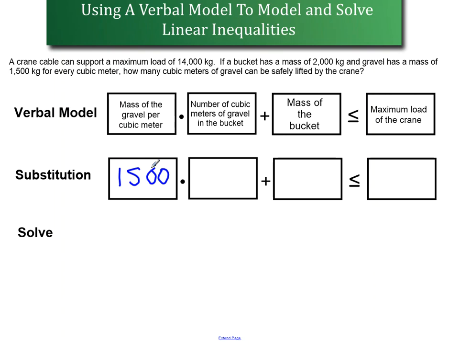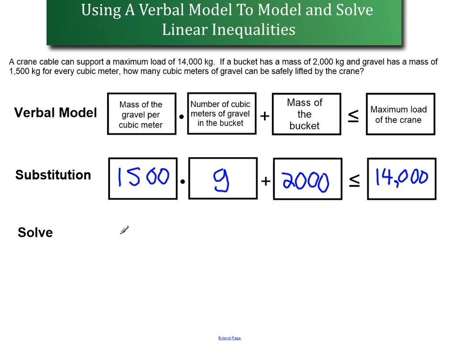Number of cubic meters of gravel in the bucket. Is that given? No, that's not given. You're trying to figure out how many total cubic meters of gravel can be sustained inside of this bucket. So I'm going to call that my unknown variable, and I'm going to say it's lowercase g. Mass of the bucket. Is that given? Yes. The bucket has a mass of 2,000 kilograms. What's my max load? That's also given as 14,000. It's not a decimal point, that is a comma. Okay, so now we have our model.